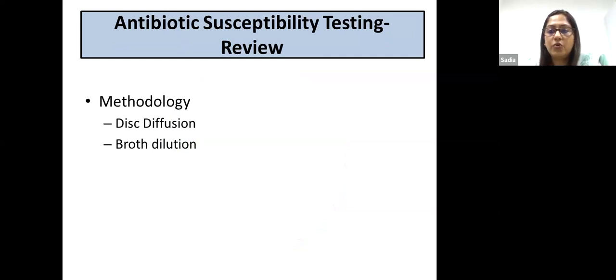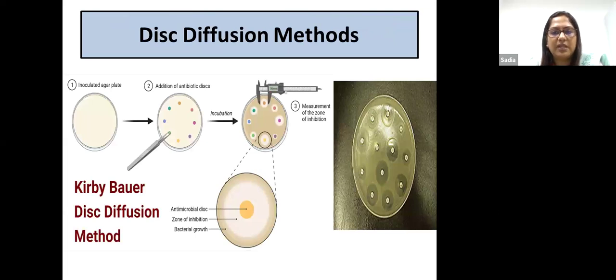So essentially, there are two methods of AST testing. One is your disk diffusion method, and one is your broth dilution method. There are many others also, but these are the two methods which are essentially done in most of your laboratories. So most of the reports that you will get as practicing clinical pharmacists or as clinicians in the wards or in any OPD or whatever you get from the lab will be based mostly on disk diffusion methodology and broth dilution. So let's come to disk diffusion methods.